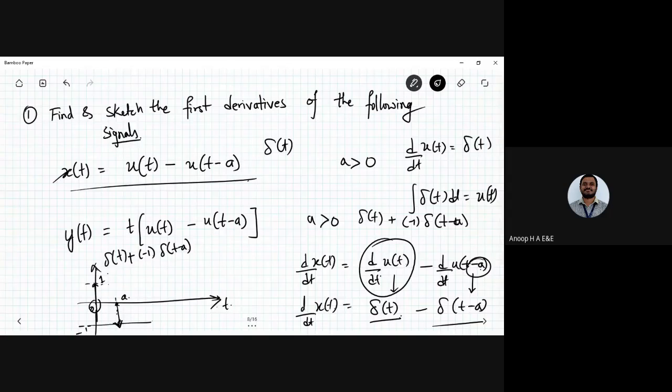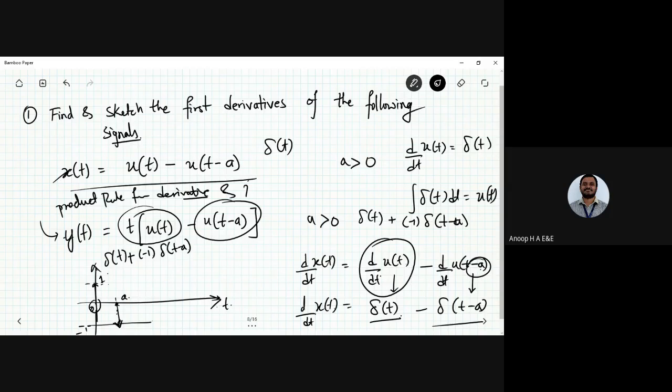Fine. So now I'll give you a hint for y of t. You have to use the product rule here. Product rule for derivatives, and sketch. Sinchana, are you there? Yes, sir. So you can take this problem and let me know how the derivative would look like and the sketch of it.